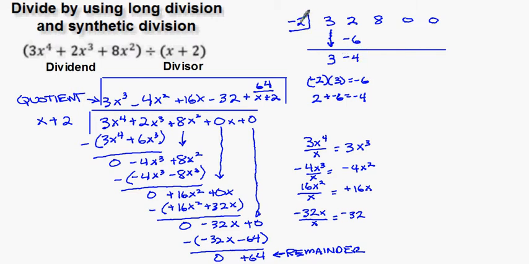Then I'm going to go -2 times -4, which gives me a +8 right here, and I'm going to add this column. So I go 8 plus 8, which gives me 16.